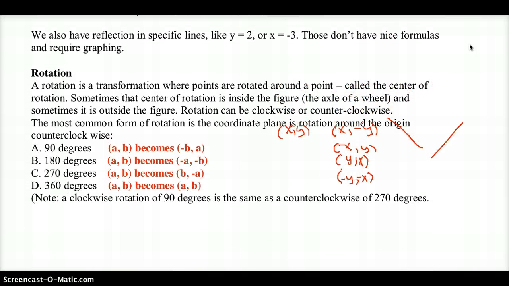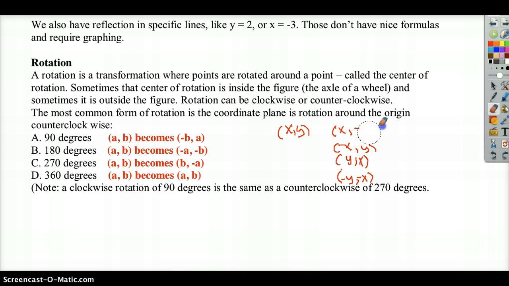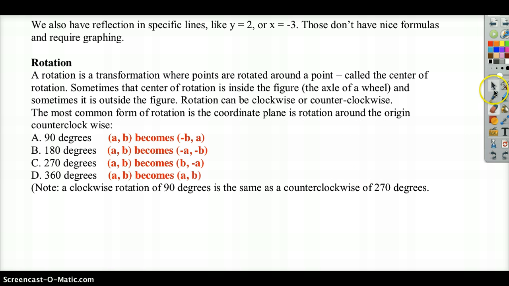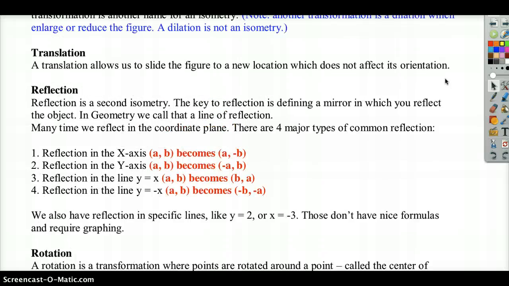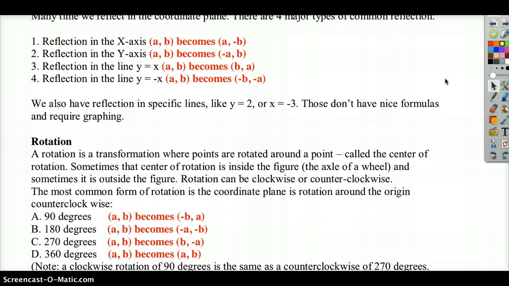The next thing we want to look at is rotation. Now here again, you want to make sure that you stop it and write these definitions down. That's just imperative that we do that. Rotation, well, actually it's the third transformation, because we talked about translation and reflection, and the third type is a rotation.